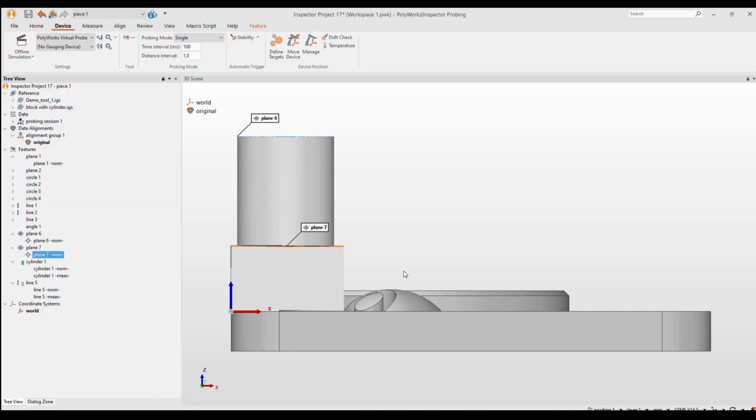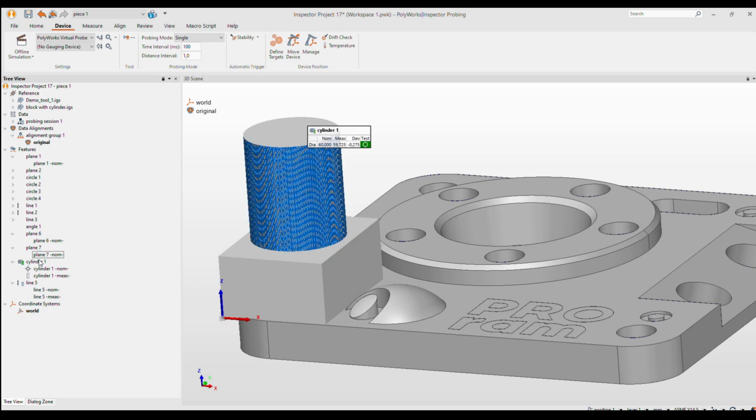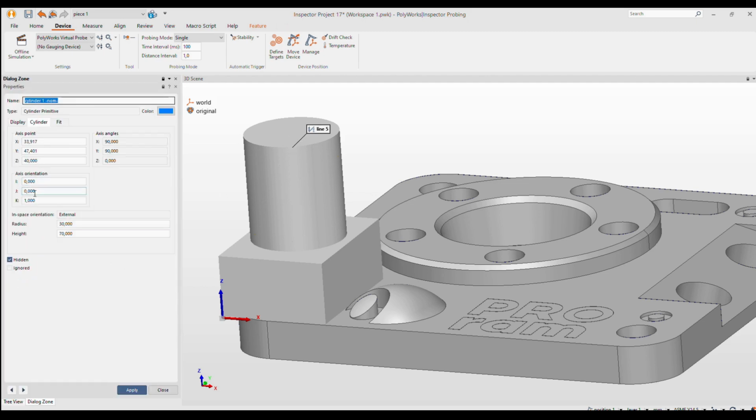The workflow of measurements may affect the measurement results. For example, when measuring a cylinder, you have to pay attention if the measured axis has the same direction as the nominal one. You can simply verify it by checking the measured and nominal cylinders' I, J, K components.